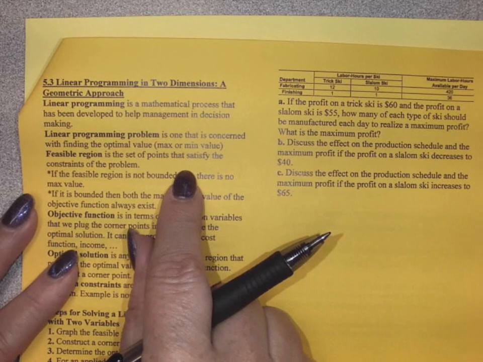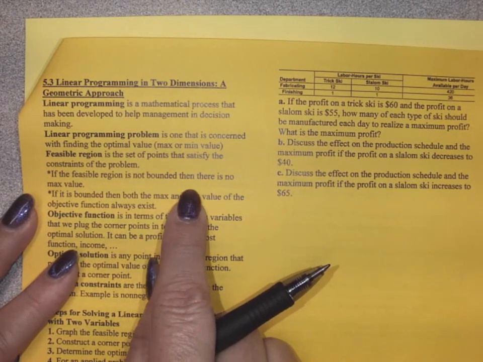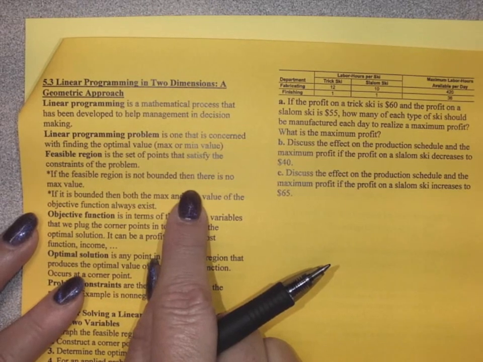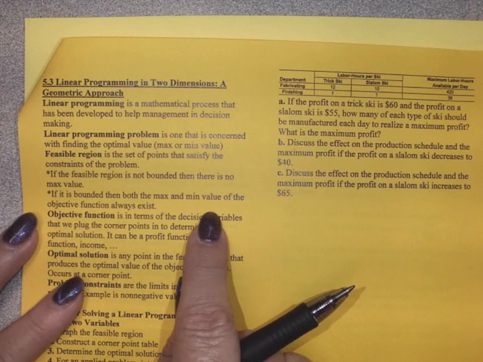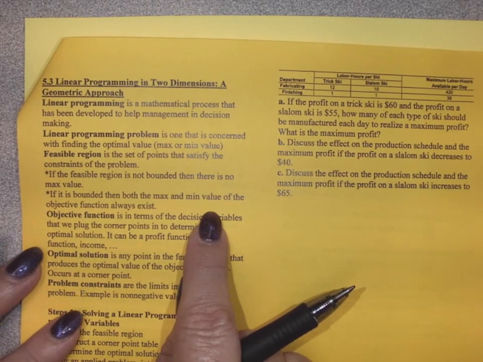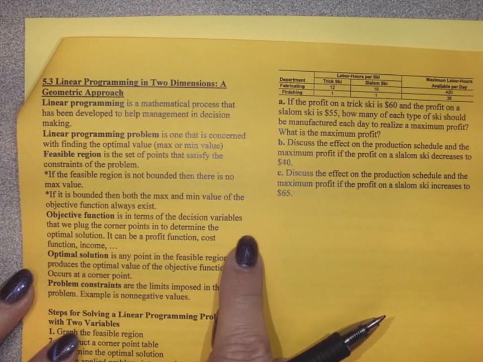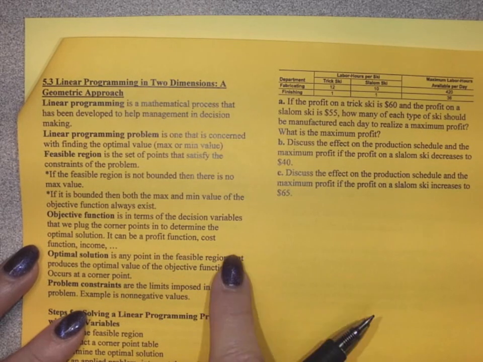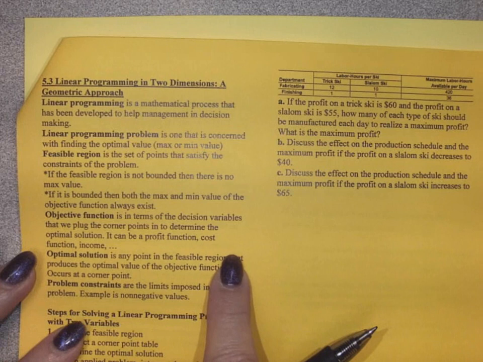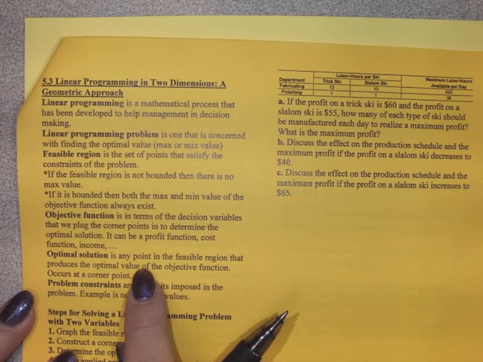The feasible region is the set of points that satisfy the constraints of the problem. And if the feasible region is not bounded, then there is no max value. If it is bounded, then both the max and min value of the objective function always exist. The objective function is in terms of the decision variables that we plug the corner points into to determine the optimal solution. It can be a profit function, a cost function, income, and so forth.